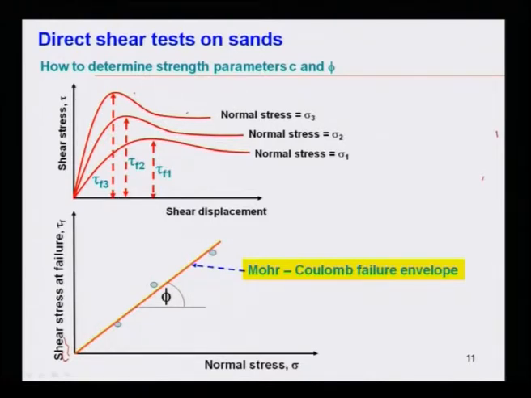Once you get shear stress at failure, plot shear stress at failure versus normal stress. Identify these points: for the first test, this is your normal stress and this is your shear stress at failure. For the second test, this is your shear stress at failure and this is your normal stress. Similarly, the third test. Once you get these 3 points, you can draw a best fit curve, a smooth line. This is nothing but your Mohr-Coulomb failure envelope. From there you can find phi as well as C.